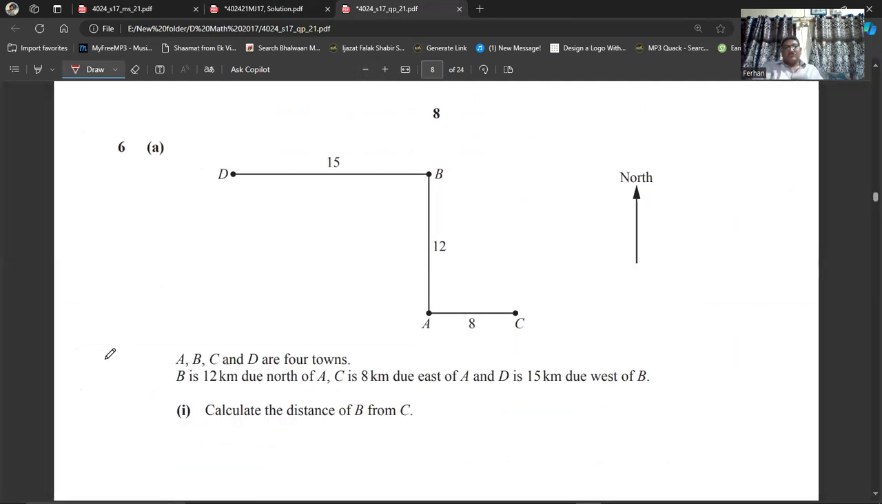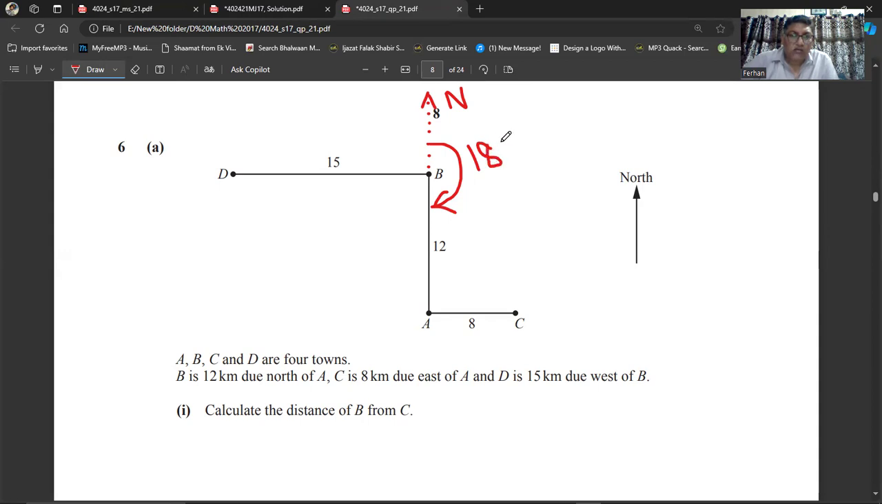Question 6a. Here we have a diagram. A, B, C, and D are 4 towns. B is 12 kilometers due north of A. So if I will prolong this, this is the north. Okay. So this angle here is how much?